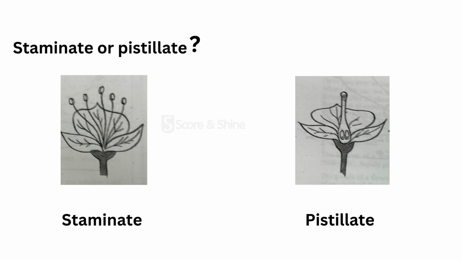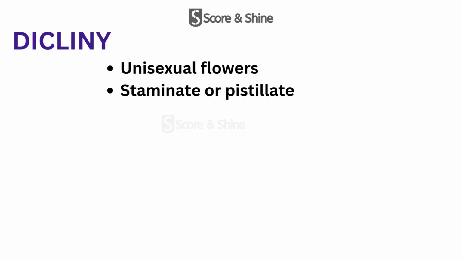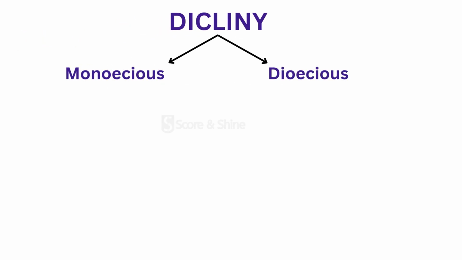are called pistillate. In some plants, both the male and female parts will be present in the single flower itself, whereas in some other cases, male or staminate flowers will be separate and the female or pistillate flowers will be separate. In Dicliny condition, the male and the female flowers will be separate. And this Dicliny is of two types, Monoecious and Dioecious.